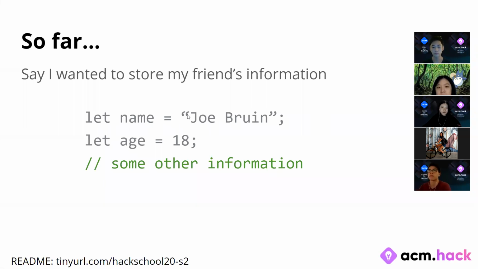Let's take this example to start our introduction to objects. Say I wanted to store my friend's information. If I did it with variables, I would make a bunch of different variables for each of his or her traits. So like name, Joe Bruin, age 18, maybe some other information like his grad year or something like that.